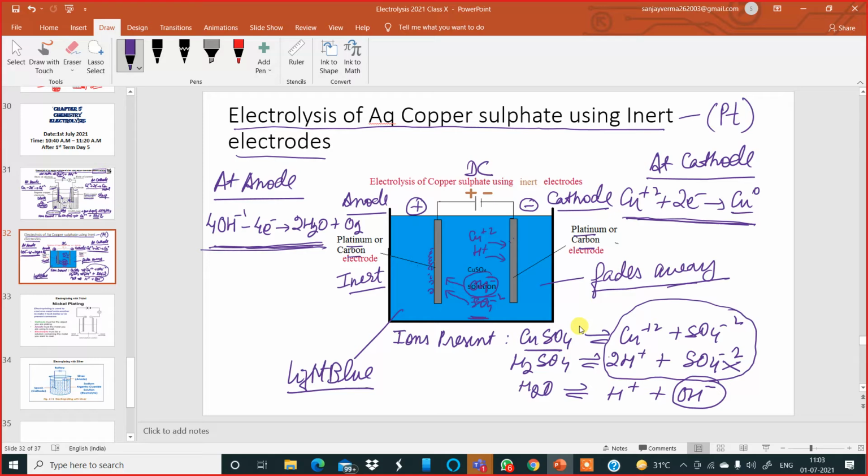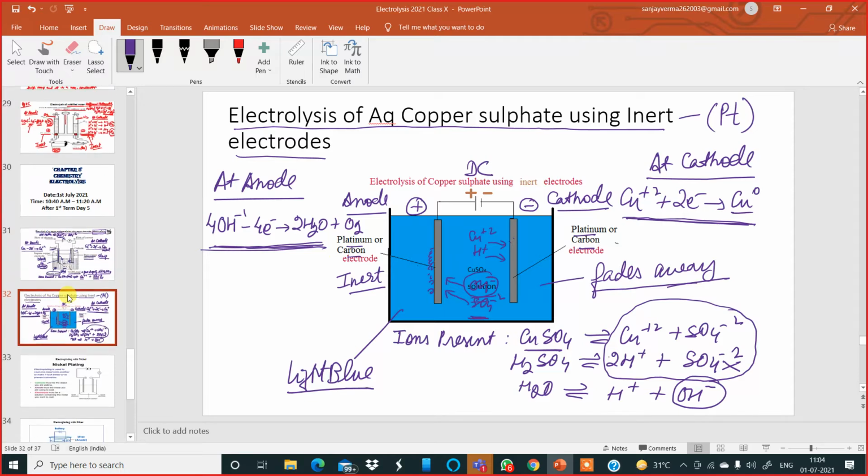Excuse me, sir. Yes. Pratham, where are you? Sir, is this electrolysis of acidified water? Could you please explain the reaction at the cathode and anode once again? Electrolysis of acidified water using platinum electrode. Were you there in the previous class? Yes, sir.